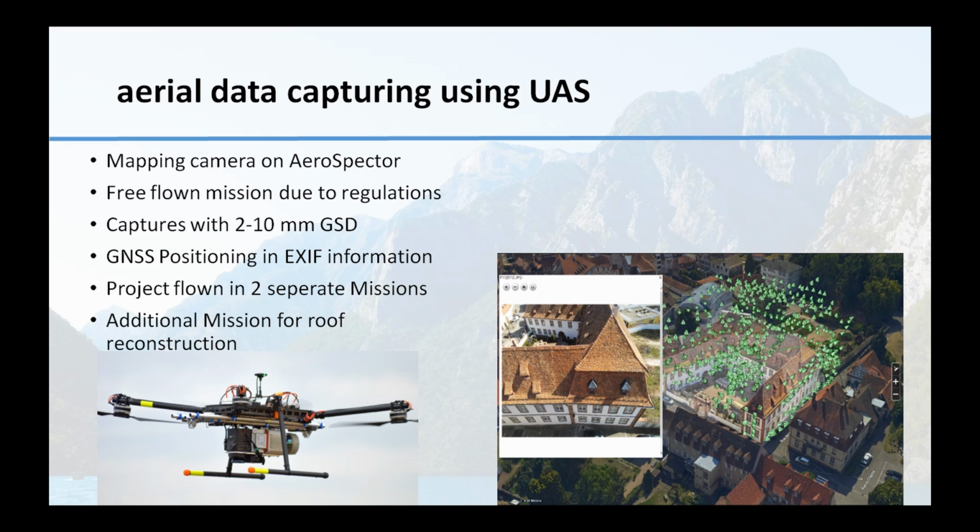Then we've flown a mission with the Aerospecter. That's our big UAV capable to carry LiDAR and aerial camera together. That day we've flown only an aerial imaging mission, and we've flown this mission due to regulations and very small corridors as a freehand mission. So we guided it and controlled it. There were many restrictions in this area. We captured images with 2 to 10 millimeter GSD, and we had very precise GNSS position, which we locked into the EXIF information. We've flown it in 2 separate missions.